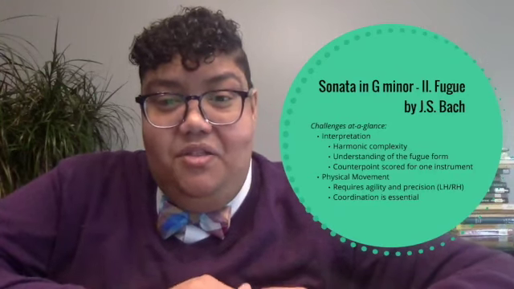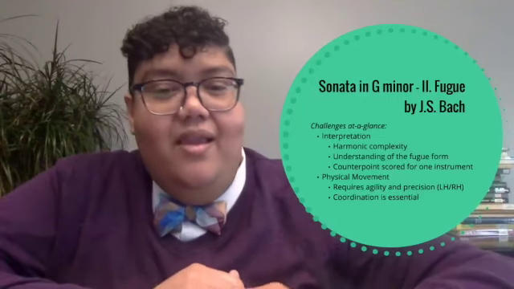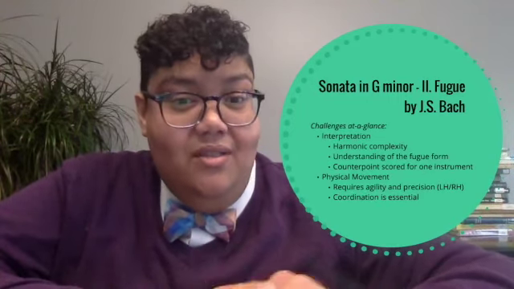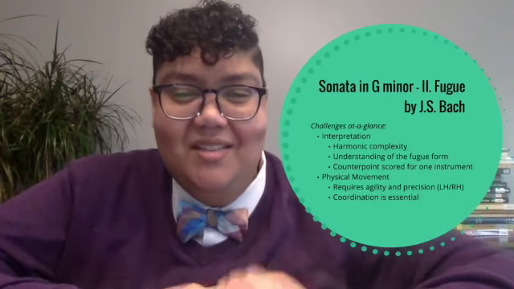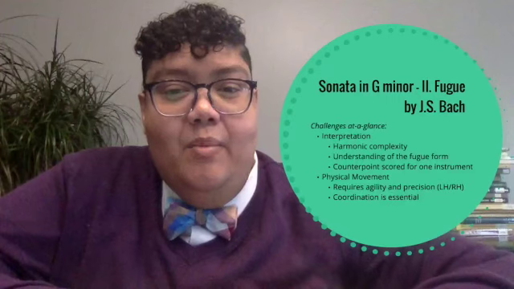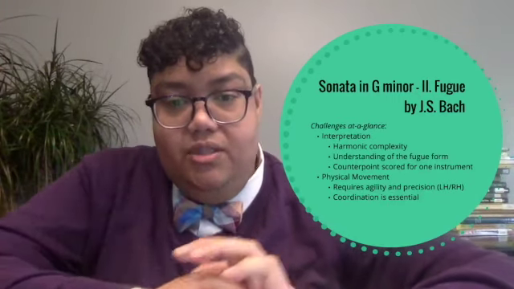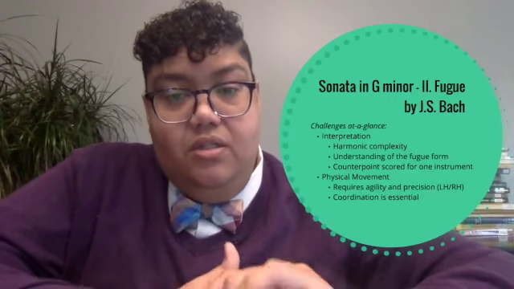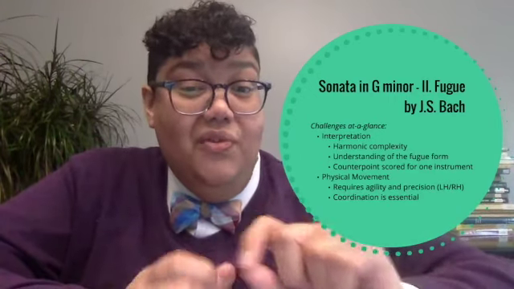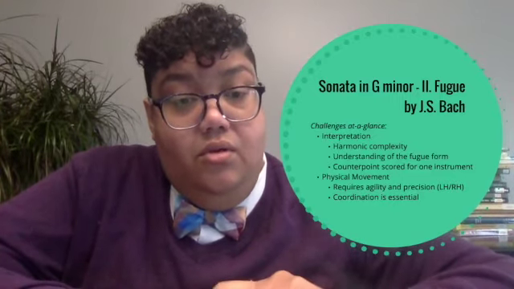So the sonata in G minor has the second movement is a fugue. And on this slide here is just a few of the challenges that come along with this piece. And this is just a brief slide. We will get into all of it shortly. But the challenges at a glance, I've broken it down into two pieces, and that is interpretation. So the musical interpretation of the piece and what challenges come from that, and also the actual physical movements that you have to do while you're playing the violin in order to create those things.